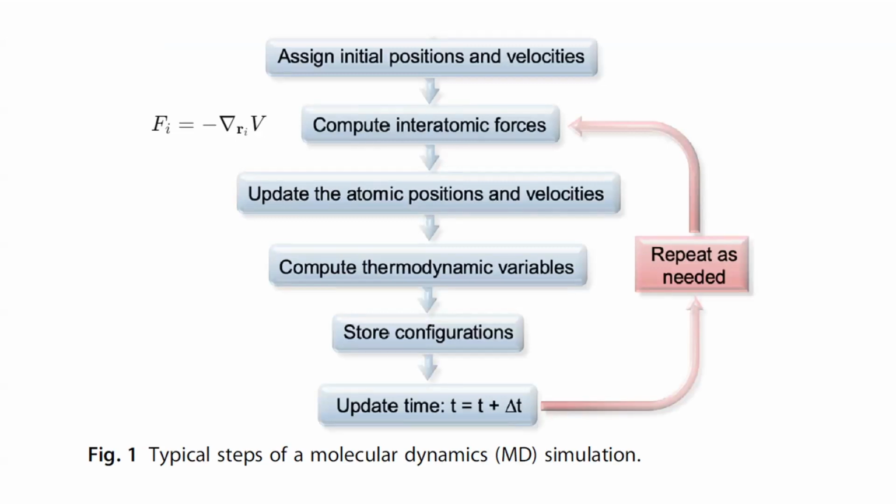So this is a typical schematic of a molecular dynamics simulation. As we mentioned in the last module as well, we assign initial positions and velocities. Then we compute interatomic forces based on the force field that we are using. Based on these forces acting on each of the atoms, we can update the atomic positions and velocities. From there, we can compute the thermodynamic variables, store the configuration, and update the time, and repeat it for the number of steps we want to simulate.